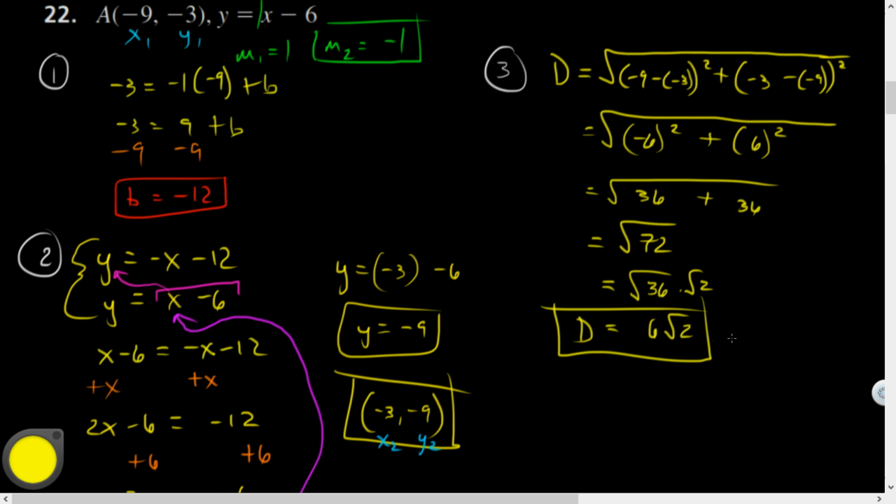It is approximately, because this is an irrational number, 8.485.